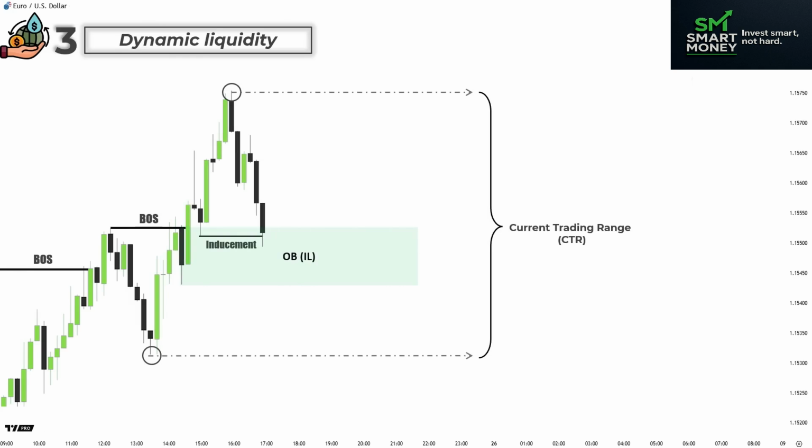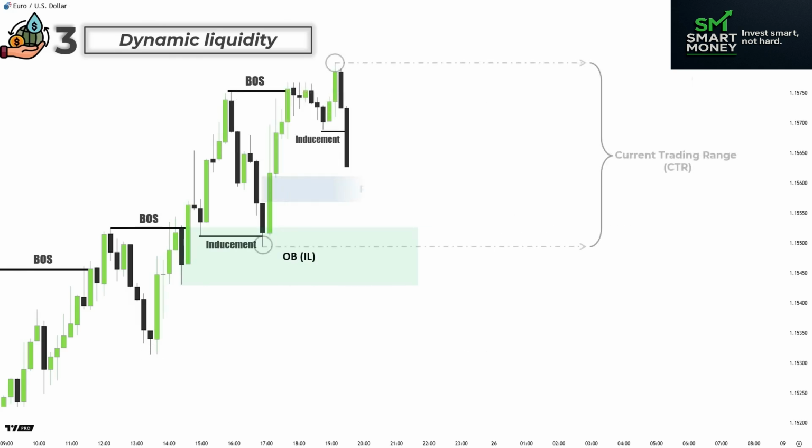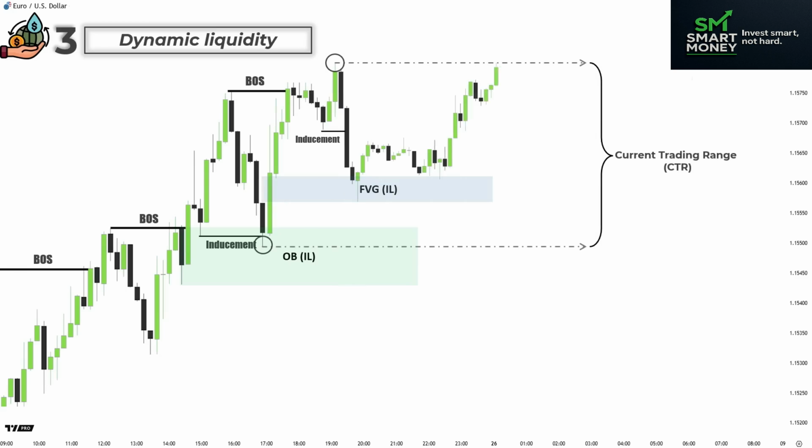Think of it as a loop. Price is constantly rotating between internal liquidity and external liquidity. It's either moving from a high or a low toward a fair value gap, or from a fair value gap toward a high or a low. This rotation is the core rhythm of price movement. Once you understand that rhythm, everything changes. You stop fighting the market and start trading with it. Dynamic liquidity is the force that pulls price forward. And that insight gives you a powerful edge in anticipating direction and timing the next move.